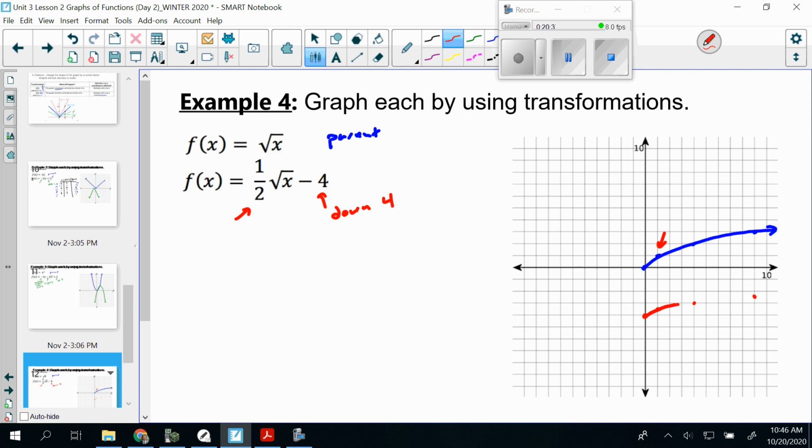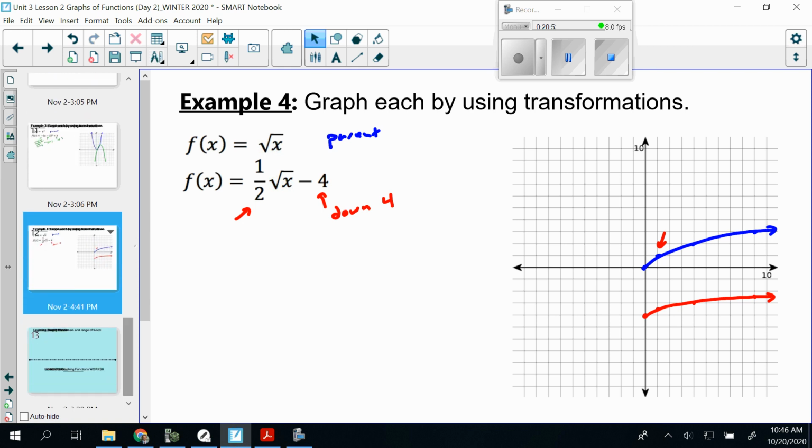So this graph is going to look more like that when we graph that one out. So that would be the points located there. So that's kind of graphing using transformations. That's what you're going to be working on in your assignment.